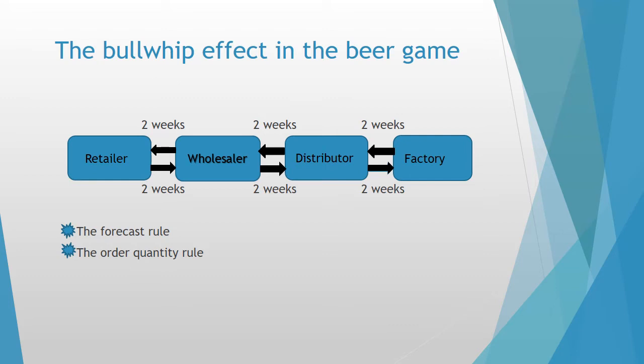The lead time between the retailer and wholesaler is 4 weeks. Similarly, between the wholesaler and distributor and between the distributor and factory, the lead time is 4 weeks for both. In this math, we need to consider 2 points. One is the forecast rule. In the forecast rule, we will order for 4 weeks equal to the previous 4 weeks average demand, and the other is the order quantity rule. In the order quantity rule, the initial inventory is always 12.